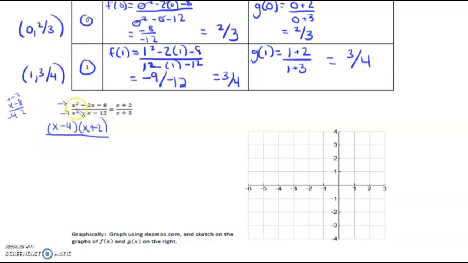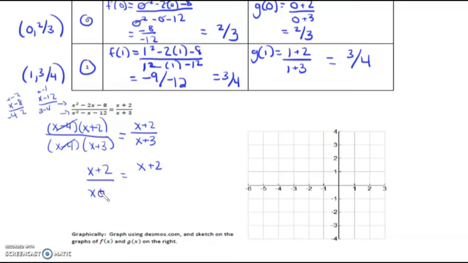Okay, and for the denominator, what two numbers multiply to -12, add to -1? I get 3 and 4, and the negative is going to be on the 4. So x minus 4, x plus 3. Okay, so we get x plus 2 over x plus 3. Okay, x minus 4's cancel, and then these two algebraic expressions are equivalent. On both sides, we get x plus 2 over x plus 3.